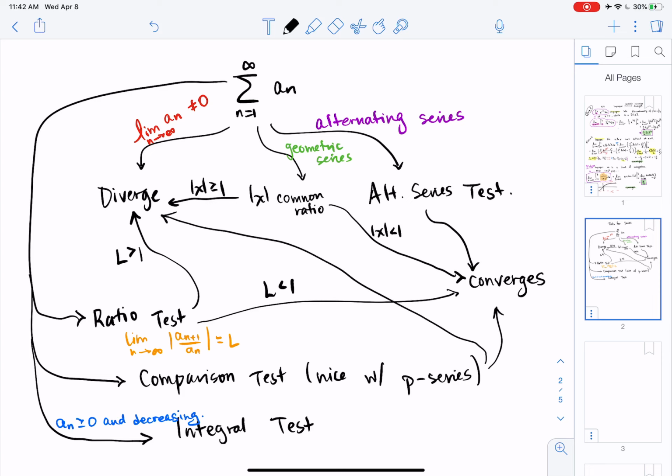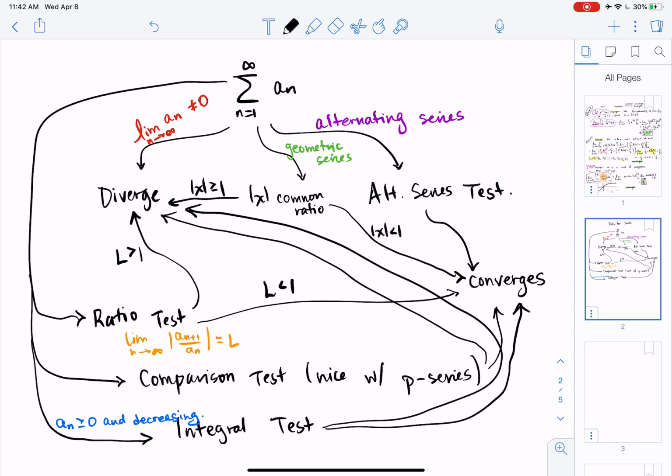Comparison test can lead to convergence or divergence. It can give you both of those answers. And the integral test can tell you about convergence or divergence. So I basically just wanted you to see that one of the only times where you aren't told about divergence is in the alternating series test. The alternating series test does not lead to a conclusion of divergence ever. So just be aware of that, okay?